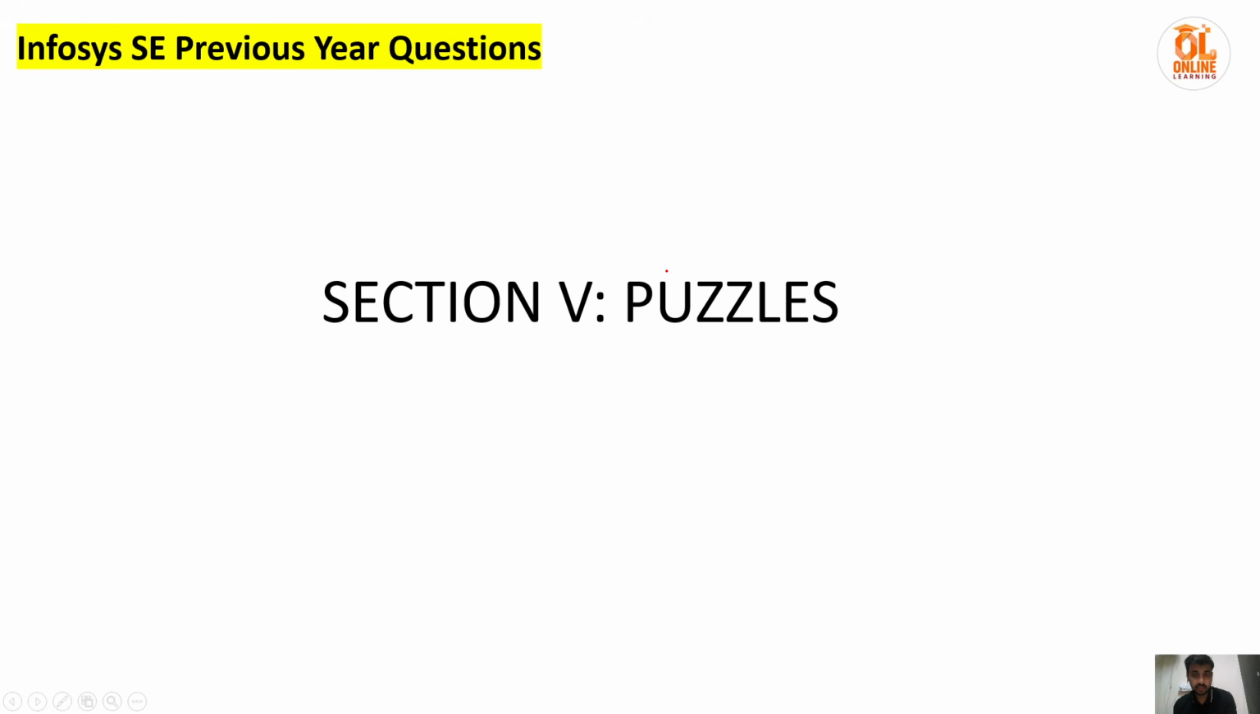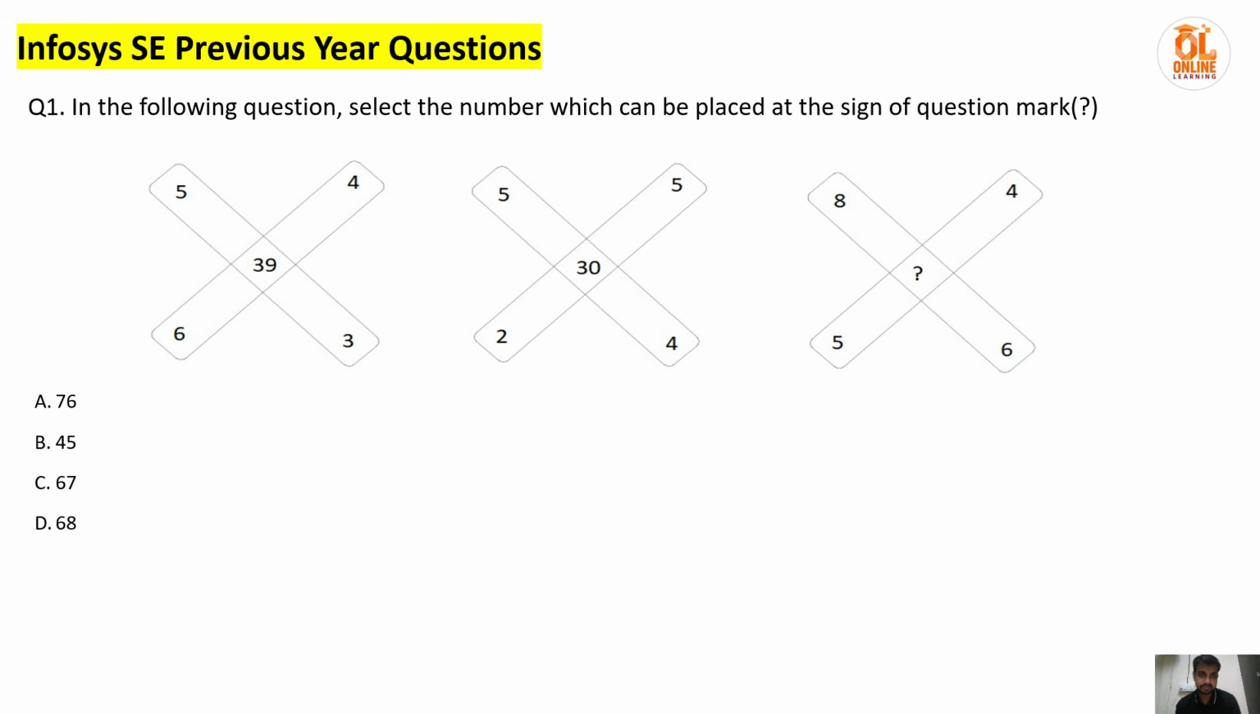So now we will be moving towards puzzles. Let us solve puzzle questions in exam. There will be 4 puzzle questions, and we have also taken 4 puzzle questions. Okay, first question. In the following question, select the number which can be placed at the sign of question mark. We have to find what will come here. Let us try to find a pattern in both of these.